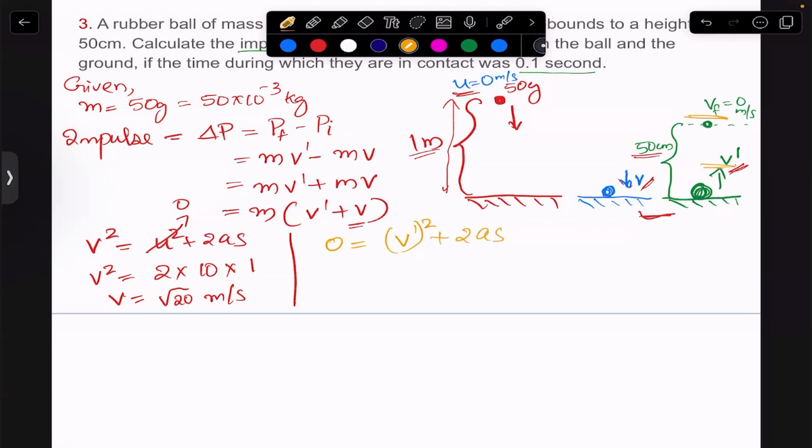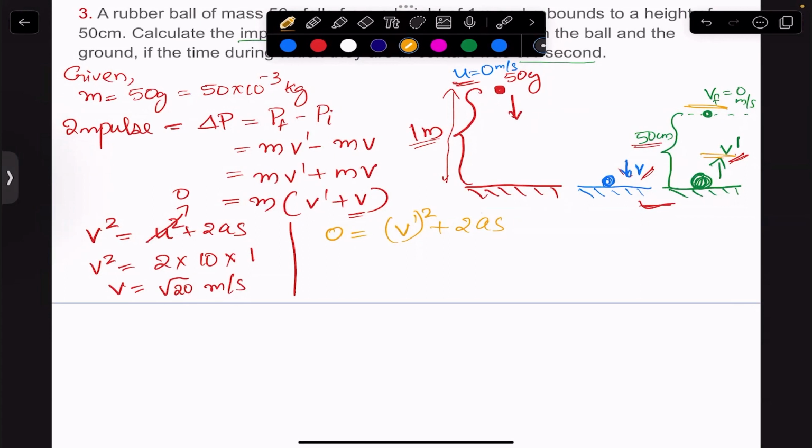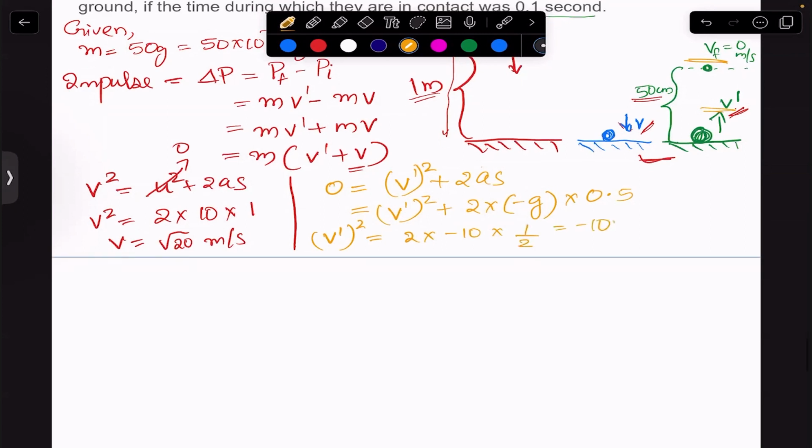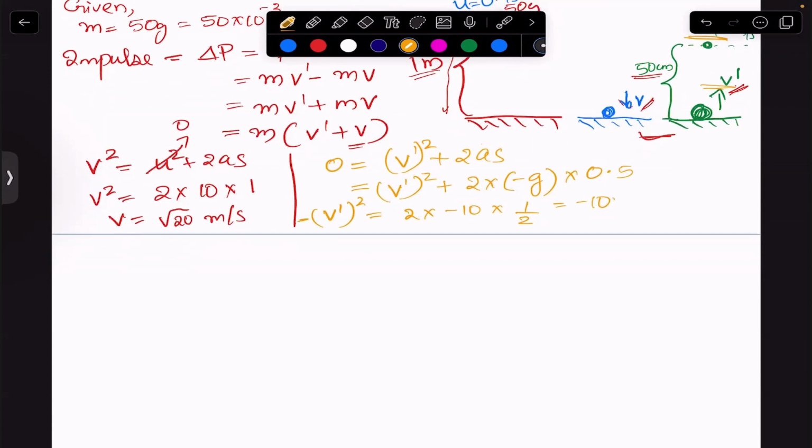plus 2AS. Here you have to be careful about the sign of acceleration, because V dash is going towards the ceiling and gravity is always towards the floor. So you have to take it as V dash square plus 2 times minus G times S is 0.5, 50 centimeters, so 0.5. That gives V dash square equal to 2 times minus 10 times 1/2, which is equal to minus 10. Okay, this is also negative, so negative and negative becomes positive. So V dash equals root 10 meters per second. So we got V and V dash.